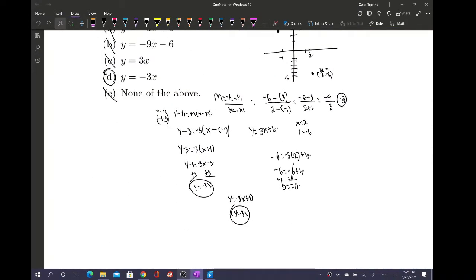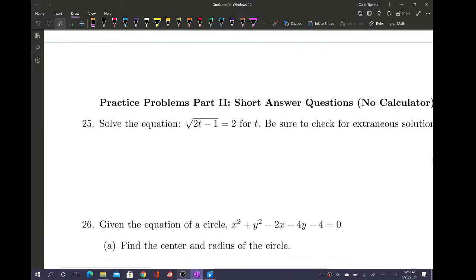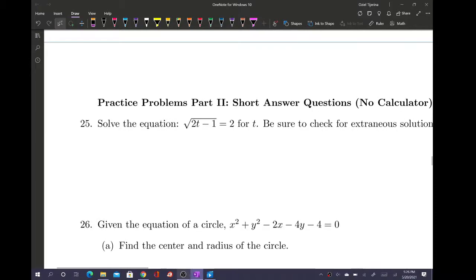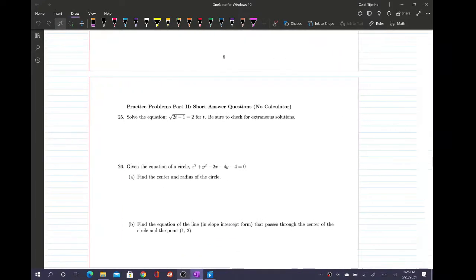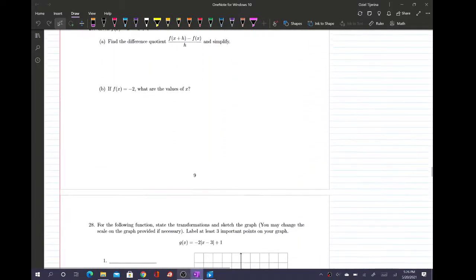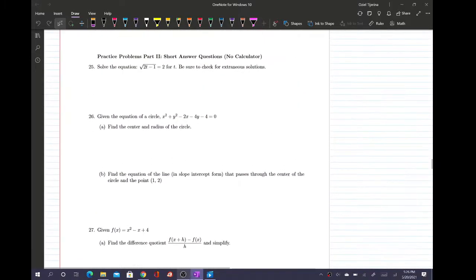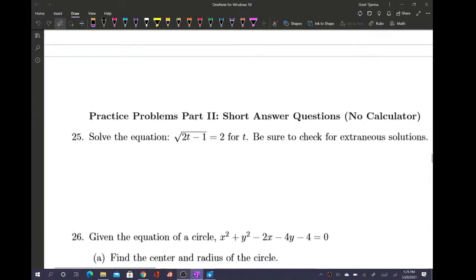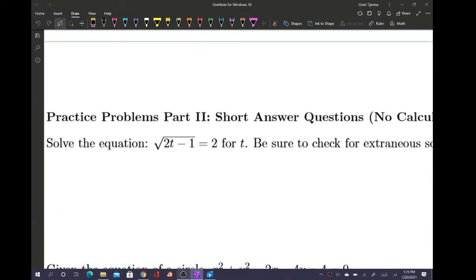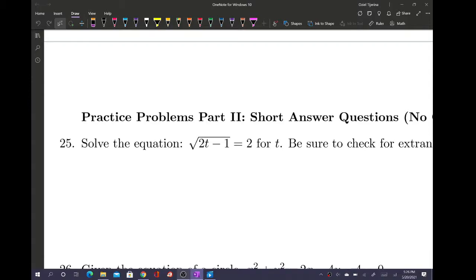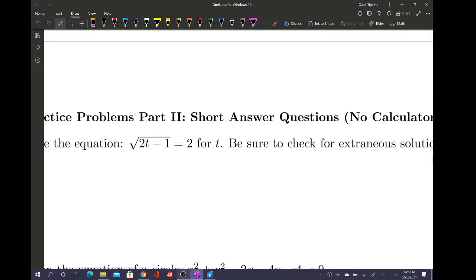Number 25 says, solve the equation square root of 2t minus 1 equals 2 for t. Also, this is the short answer, or free response, portion of the exam, so just keep that in mind. It says be sure to check for extraneous solutions.